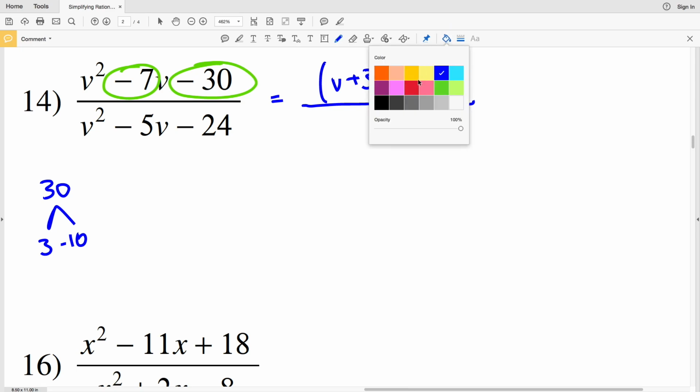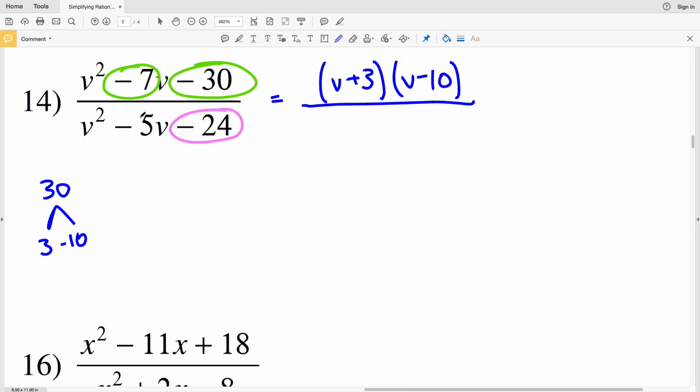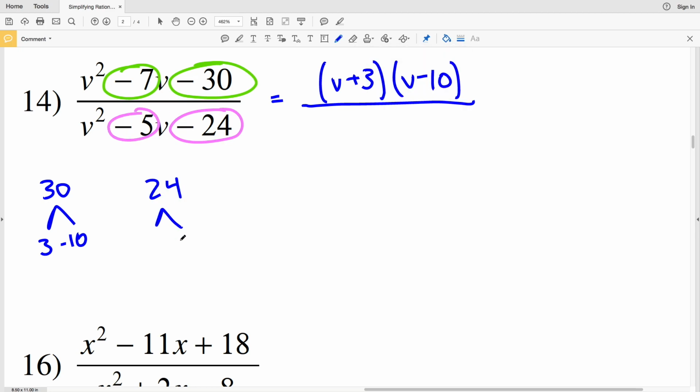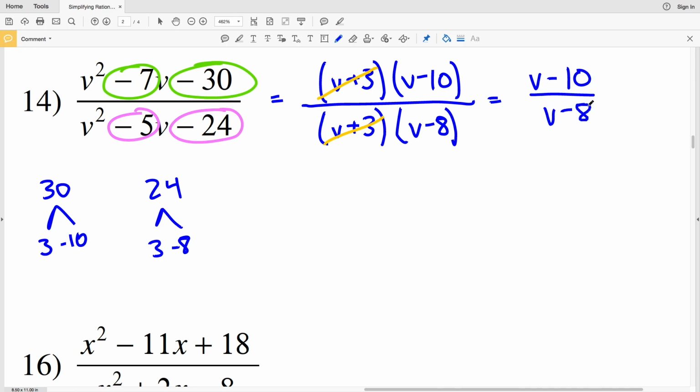Now let's focus on our denominator. We need to see what two numbers multiply to give us negative 24 and add to give us negative 5. Well, the factors of 24 that will work are 3 and 8, where that 8 is negative, because 3 times negative 8 is negative 24, and 3 minus 8 is indeed a negative 5. So we'll have v plus 3 times v minus 8. And you can see right away that v plus 3 and v plus 3 will cancel out to leave us with an answer of v minus 10 over v minus 8. That is our solution in number 14.